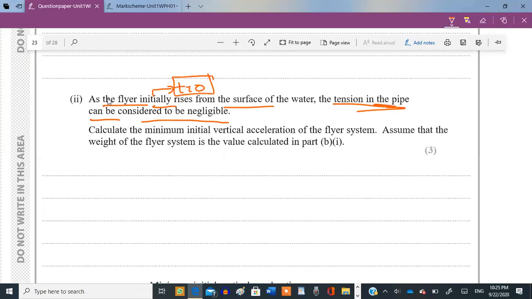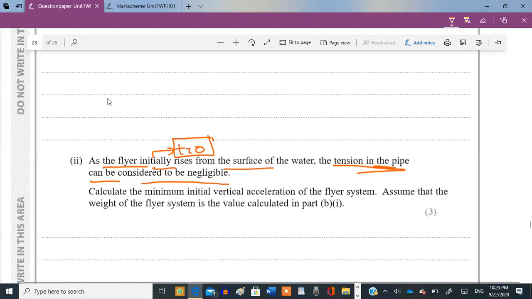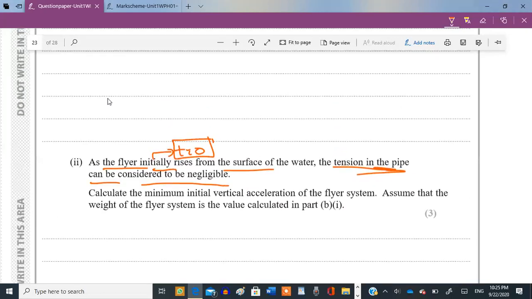Sorry? Can you repeat the steps again? Which one? These?